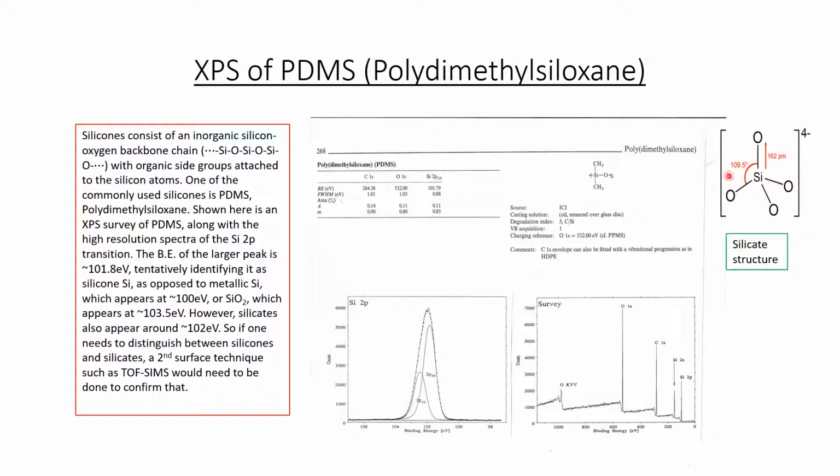However, silicates also appear around 102 eV, so if one needs to distinguish between silicones and silicates, a second surface technique such as TOF-SIMS would need to be done to confirm that.